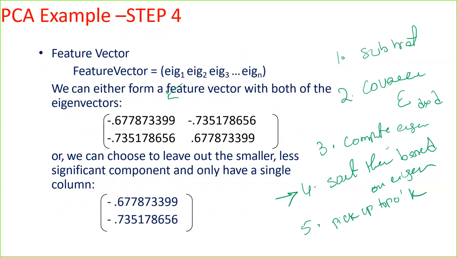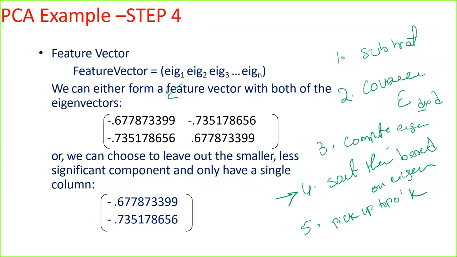Sir, the covariance matrix which we are computing between the variables, you told the size is d by d. So that d is nothing but the number of dimensions, or the number of attributes.